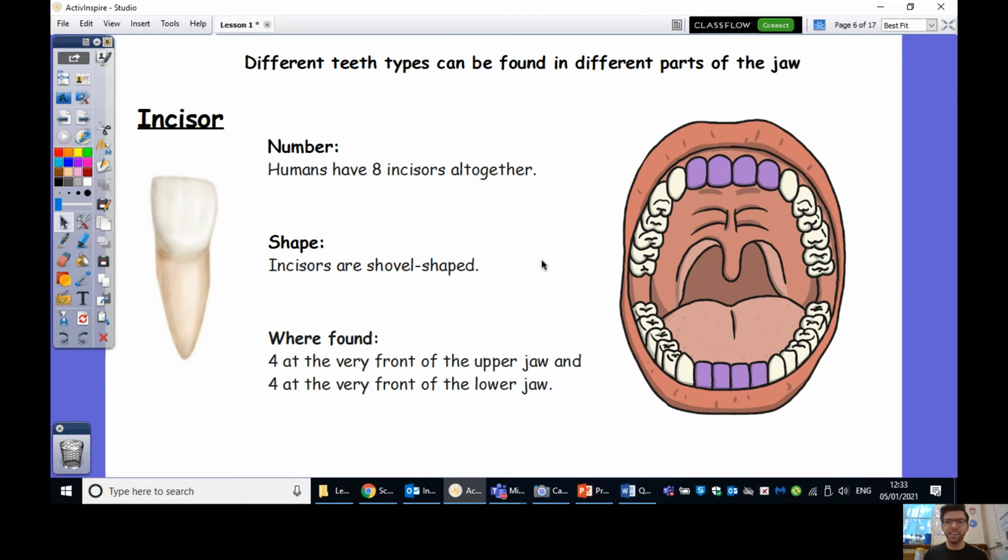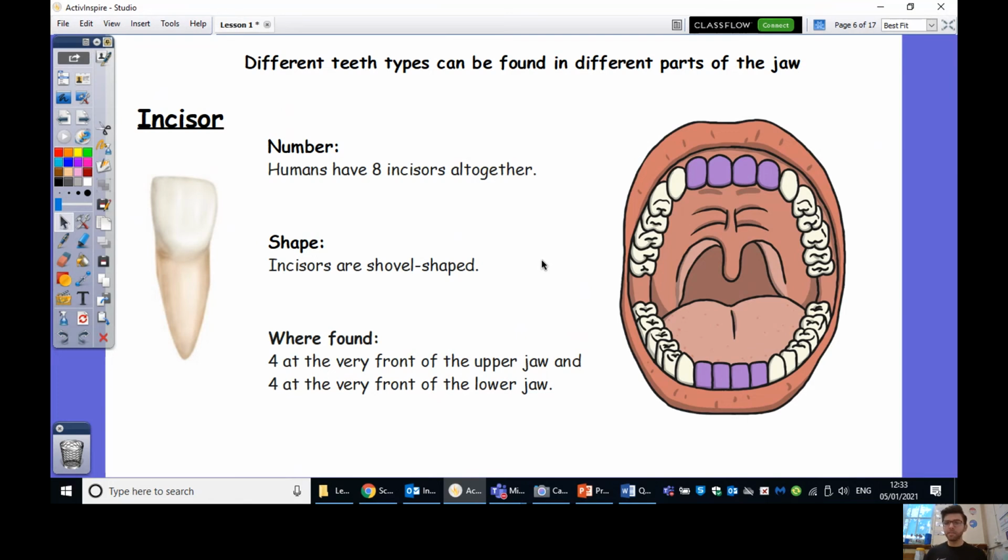Now, if you struggle with remembering the name incisor, I like to think of it like scissors. Incisor, incisor. That's because these teeth, and we're going to look at their functions a bit later on next week, are used for slicing into food and cutting into it, just like scissors. That might give you a little helping hand on remembering those names. So we have 8 incisors, 4 at the front of the top jaw and 4 at the front of the bottom jaw, and they're shovel shaped.